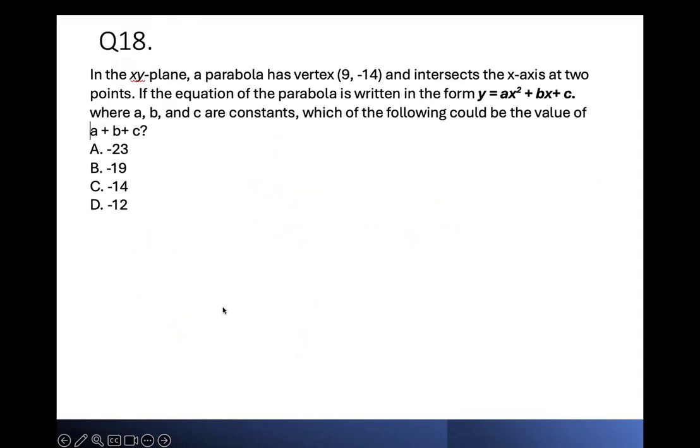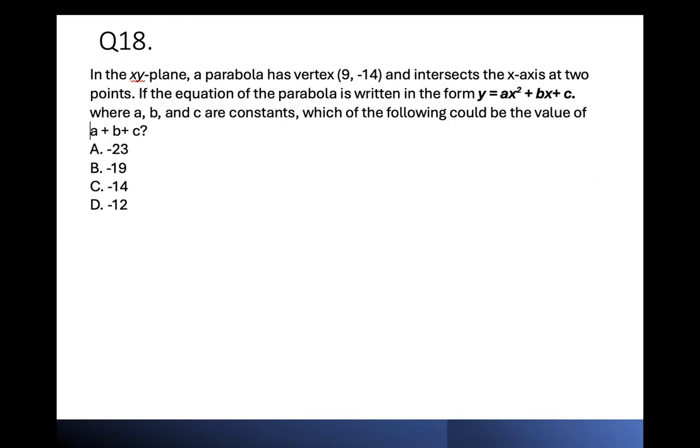In the xy plane, a parabola has a vertex of (9, -14). This is one of my favorite questions, because it can trap a lot of people, and people think it's a difficult question. It's straightforward. If the parabola intersects the x-axis at 2 points, that means we have a solution. a has to be greater than 0. If the equation of the parabola can be written in this standard form, where a, b, and c are constants, what is the value of a plus b plus c?